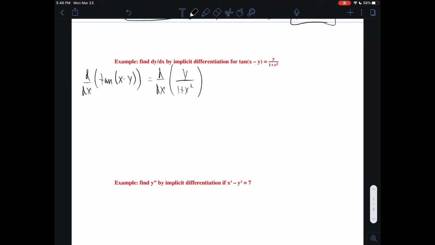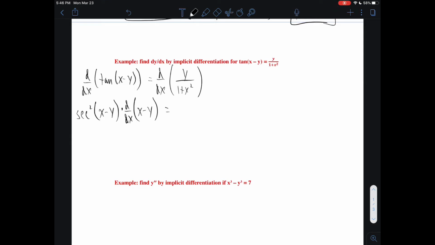On the left-hand side, we're going to need the chain rule. The derivative with respect to x first of the outside function. The derivative of tangent is secant squared, but that has to be evaluated at the same place that tangent was, so x minus y. And then by the chain rule, we now need to find the derivative with respect to x of what's inside, x minus y.